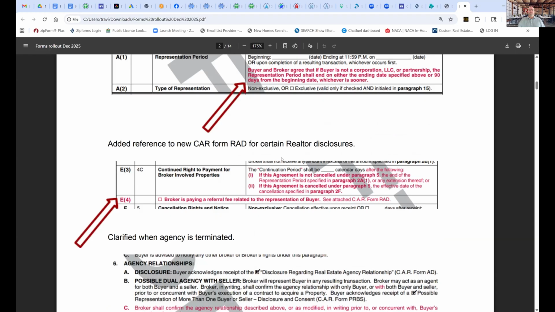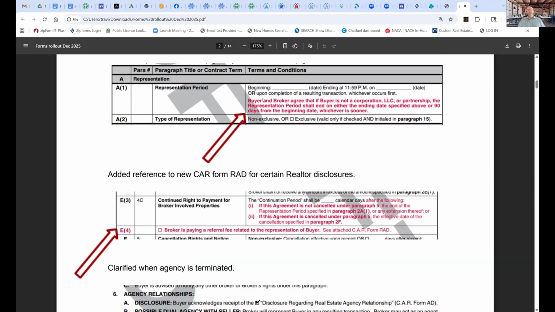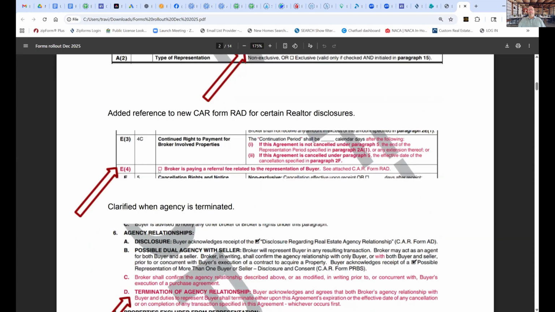They also added a reference to the new RAD form for certain realtor disclosures. So that would be for referrals and such. We'll go over the RAD form again here shortly. So that's on E4. You can see that you could check a box there if the broker is paying a referral fee related to the representation of the buyer. Then you're going to check this form. It's going to add the RAD form.